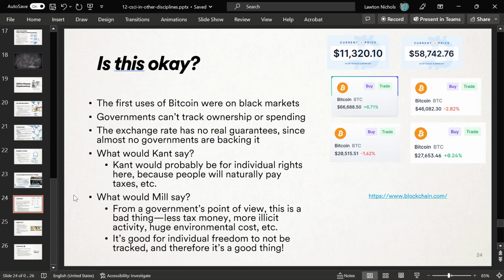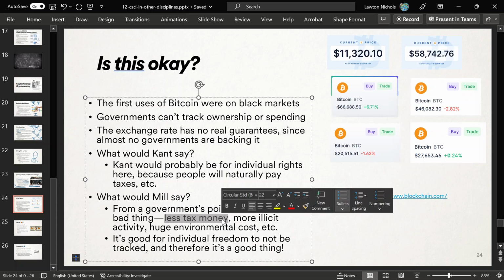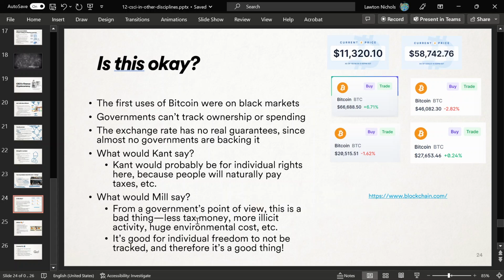Mill could usually swing a utilitarian either way, depending on how you argue. If you're a government, for example, cryptocurrency is most likely a con for you. From a government's point of view, like the U.S.'s point of view, crypto is unfortunate because there's less tax money. People aren't spending dollars; they're spending Bitcoin. We can't track that or tax it. There's a lot more illicit activity because of it. It's essentially like you're spending cash, but there's no person in front of you who you're giving it to.